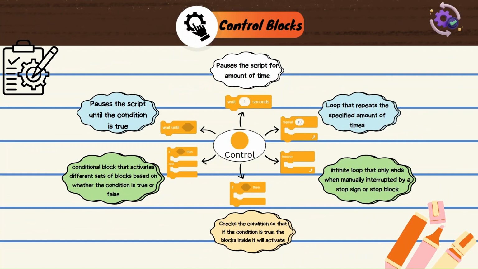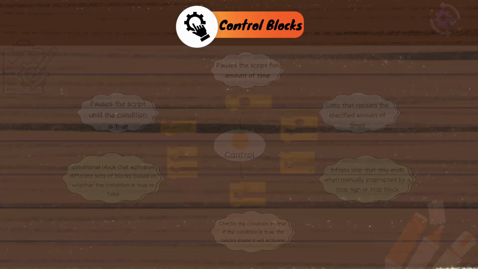Now let us see, we have used these as well, like forever, repeat. So what are we doing using these blocks? We are controlling how our script is going to work. As you can see here, like wait until, we know it will pause the script until the condition is true. Then we have this if then block. Moving on to some other, we have this repeat block, then forever block. We have used them, right? So I hope these blocks will be clear to you.